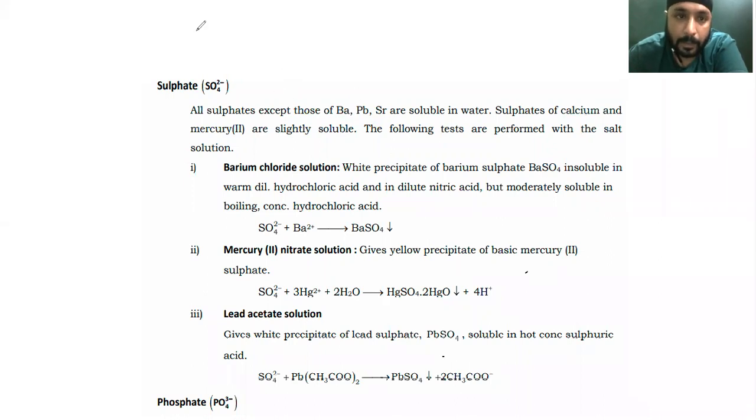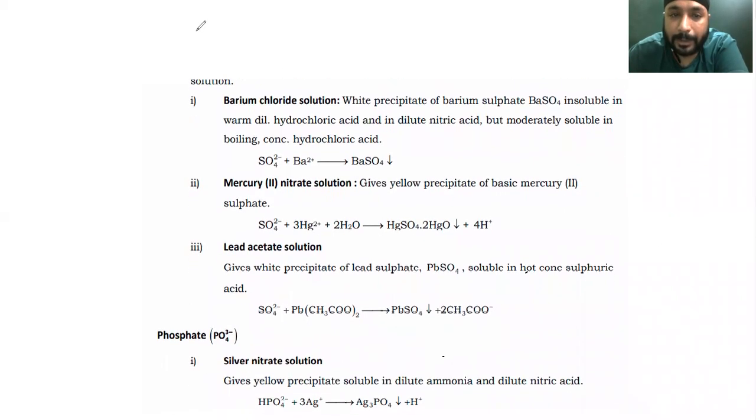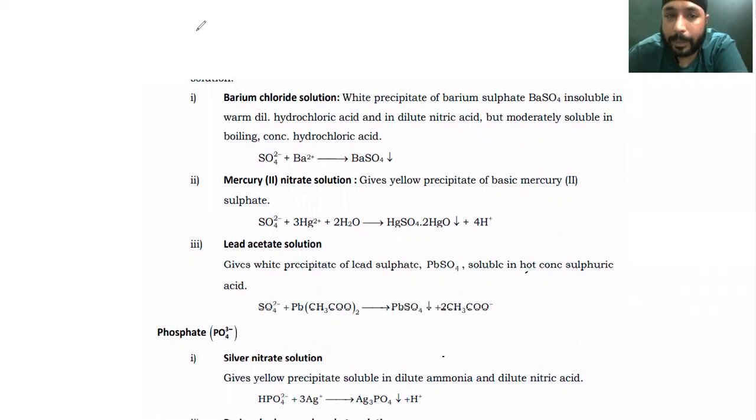Now the test for these sulfates: I have barium chloride solution. This BaCl2 is a colorless solution. Add sulfate, and I'll get a white precipitate of BaSO4. This BaSO4 is not soluble in dilute HCl or dilute HNO3, it is insoluble. That means no further reaction is taking place.